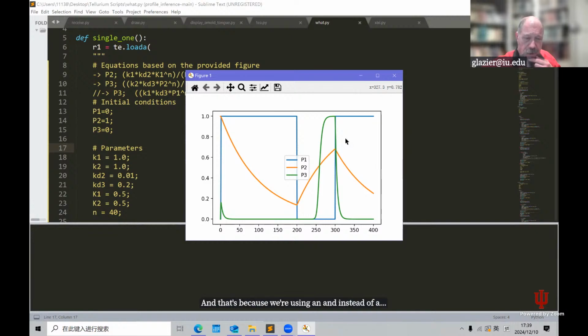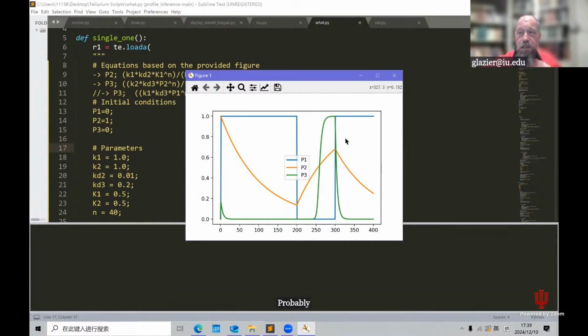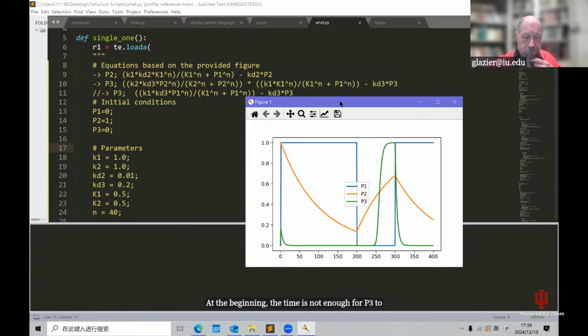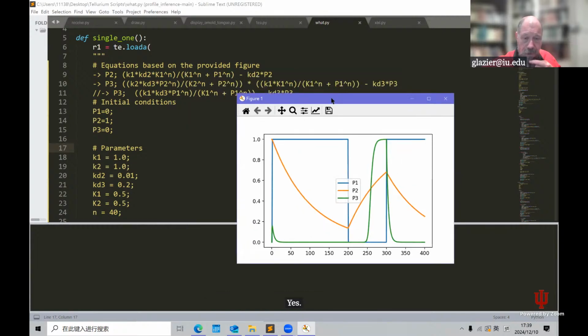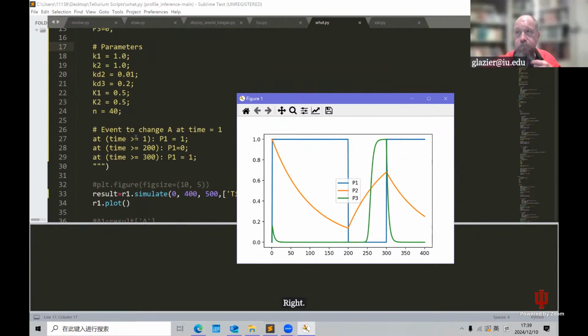No, I'm trying to see. P3 should still turn on. So let's see what we do. What is funny here? Probably in this case, the issue is the time scales that we've used. At the beginning, the time is not enough for P3 to turn on. Yes, it's only AND one. Right, that's right.